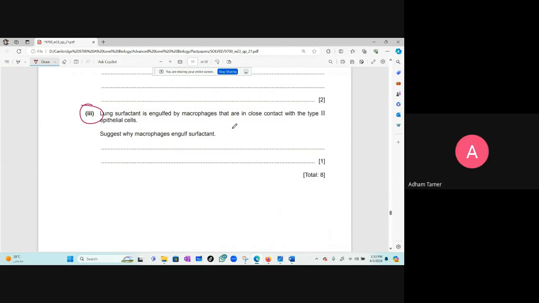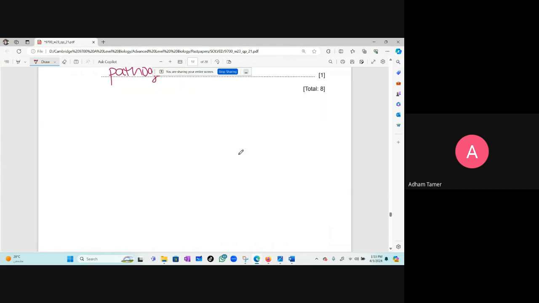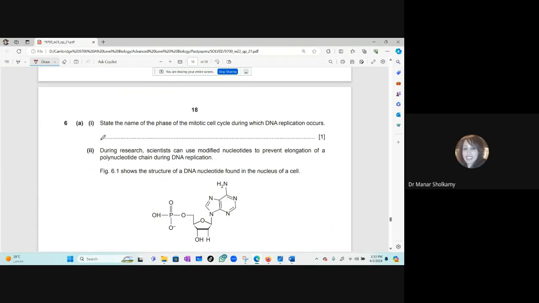Bacteria. Yes, the surfactant, because they will stick to the banana. Okay, so it might contain pathogens, or bacteria. Yes. Okay, it doesn't finish. The last question.